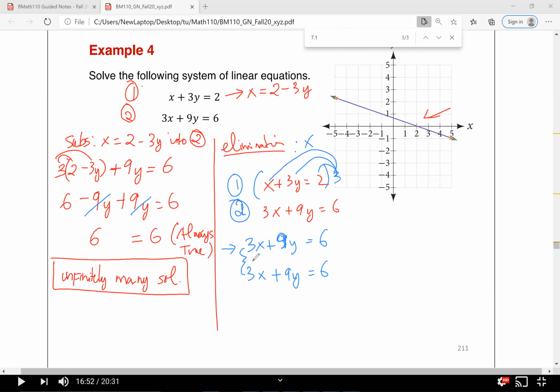Now the system looks like this. And you can easily see that they are the same equation, right? And if you now subtract both of them, you're going to say, oh, 3x minus 3x is 0, 9y minus 9y is 0, and 6 minus 6 is 0. Then what does that mean? 0 equals 0. And you're going to say always true. And that means what? Infinitely many solutions.